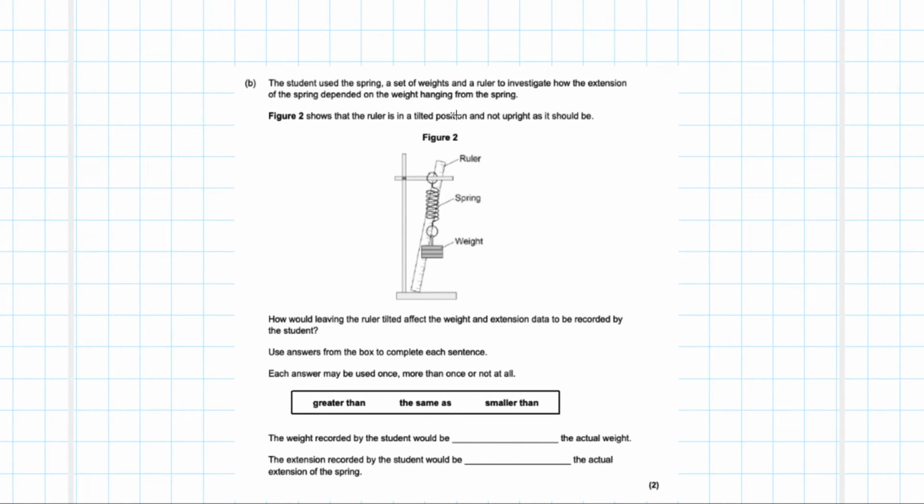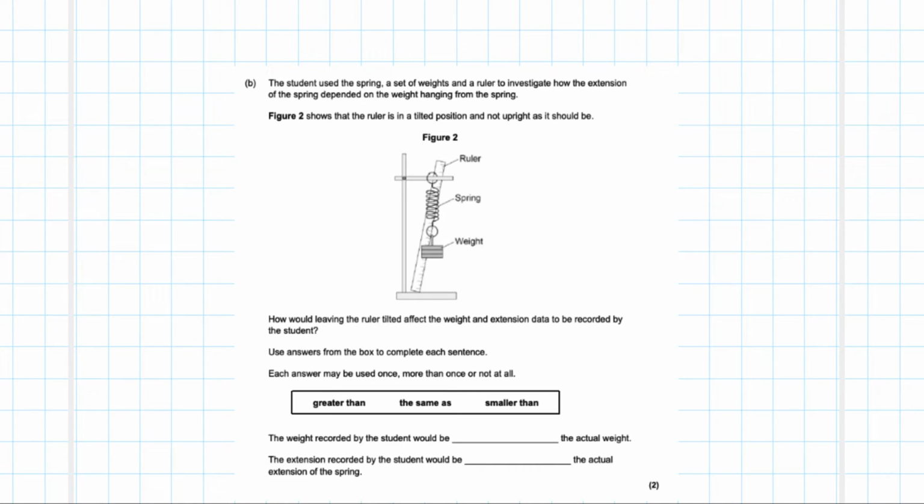Part B. The student uses the spring, a set of weights and a ruler to investigate how the extension of the spring depended on the weight hanging from the spring. Figure 2 shows the ruler is in a tilted position, not upright as it should be. How would leaving the ruler tilted affect the weight and extension data recorded by the student?